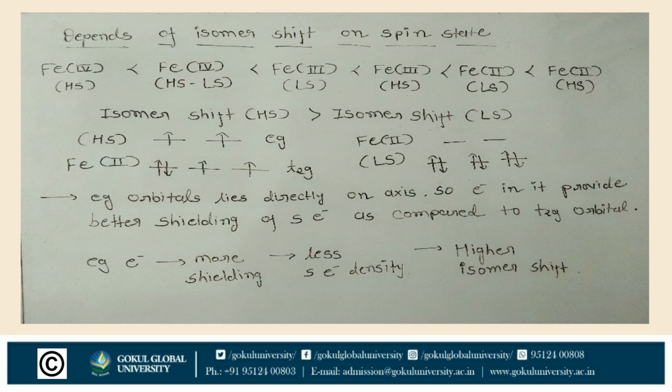So we can say the electrons that are present in the Eg orbitals will provide more shielding, giving less s electron density, and hence higher will be the isomer shift in the case of the high spin complexes.